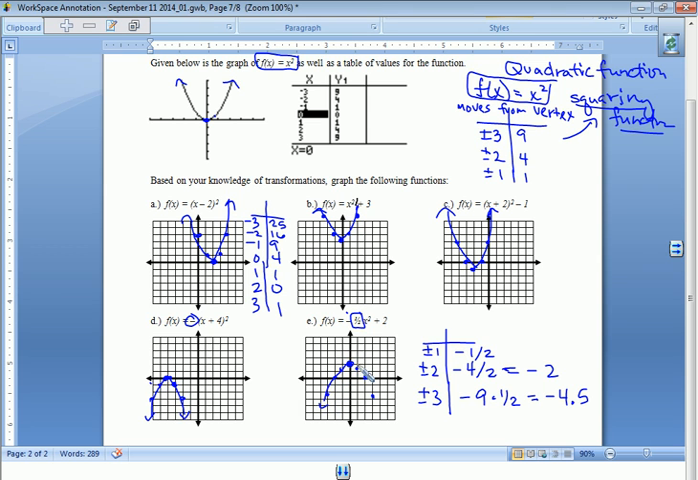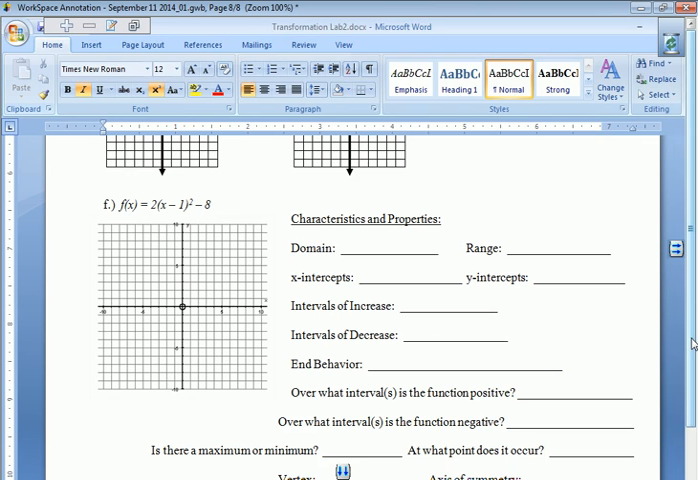It's hard to tell in mine because I'm not the best at drawing these, but it did make it wider than the other. A vertical compression widens out your quadratic function. Okay, you try the big one.